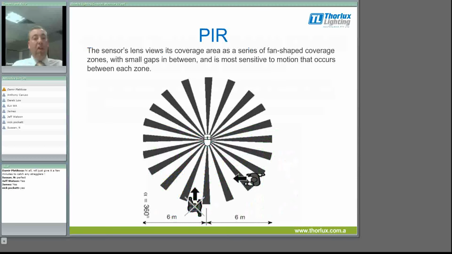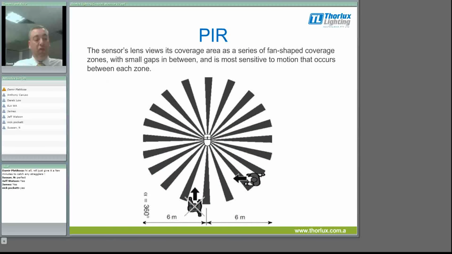The way that a PIR works is the sensor's lens views its coverage areas as a series of fan shapes, and movement between the zones gives detection. Movement between the zones is going to be a little more difficult. We'll probably have 12-metre diameter detection for large movements, and that goes down to a 4-metre diameter for small movements such as hand movements, so in offices and schools, in classrooms.